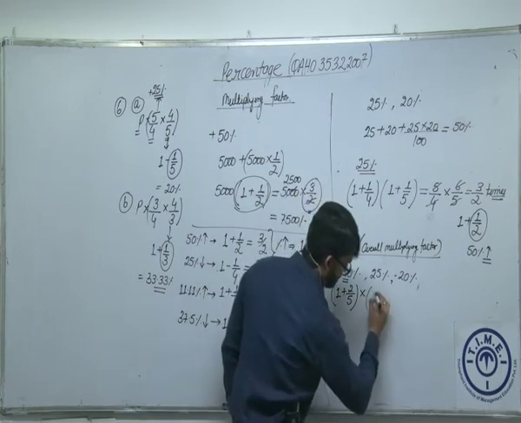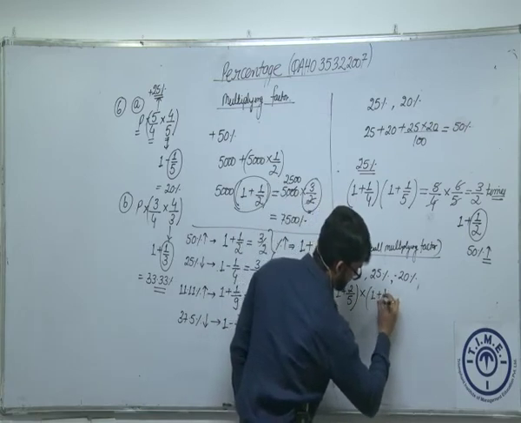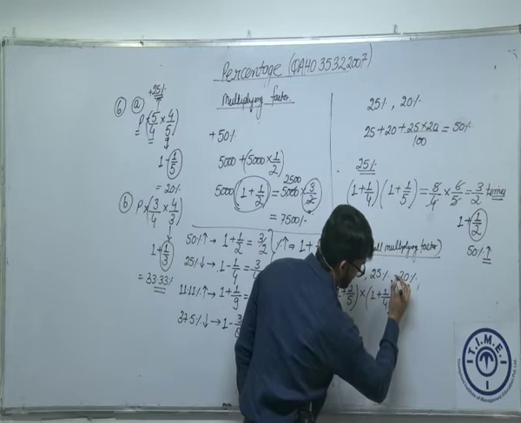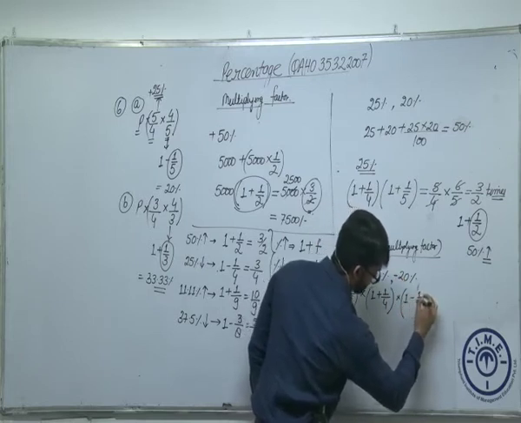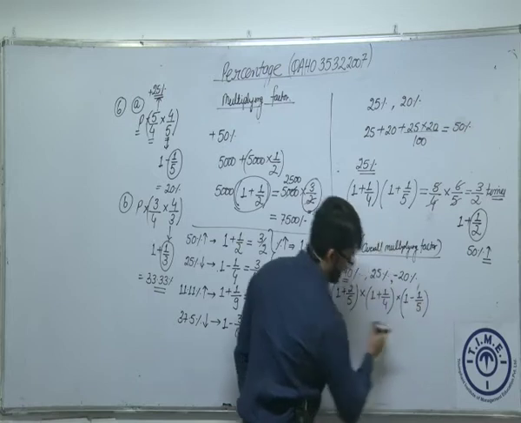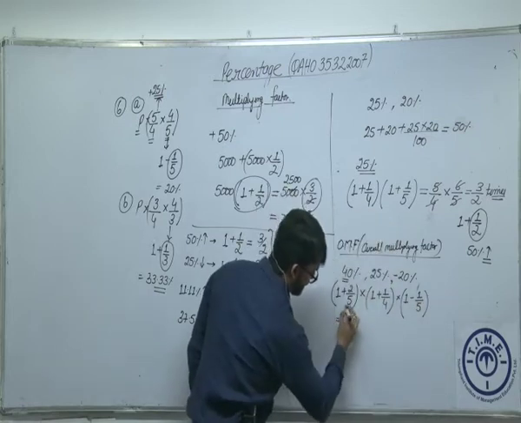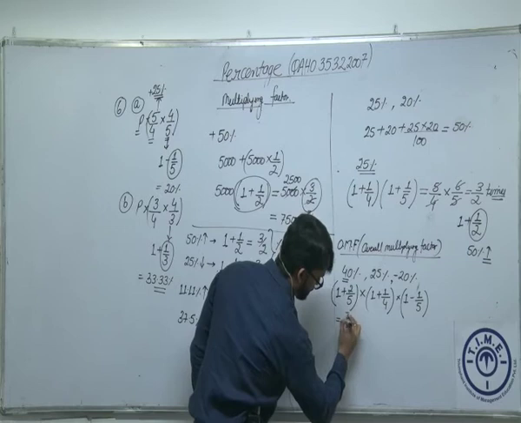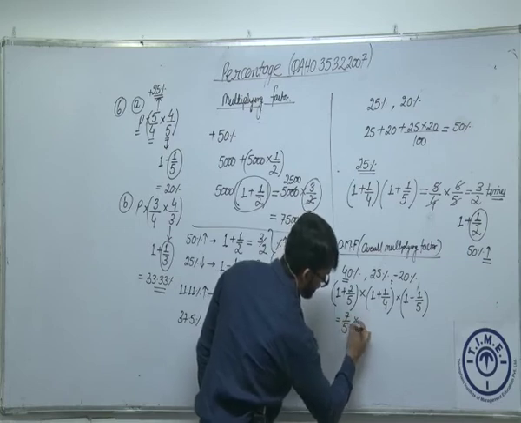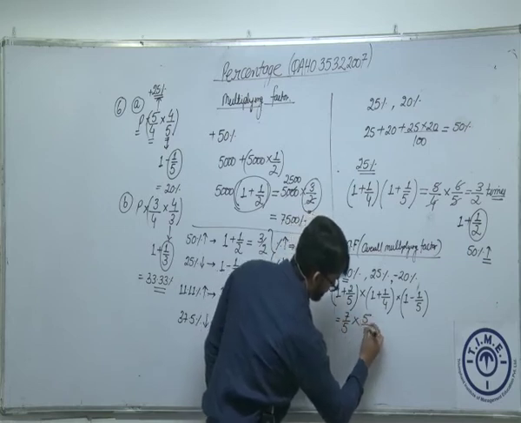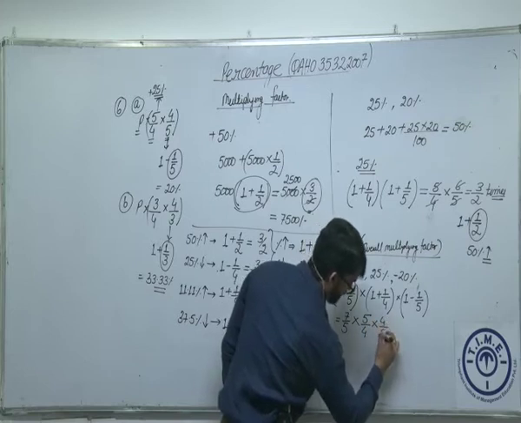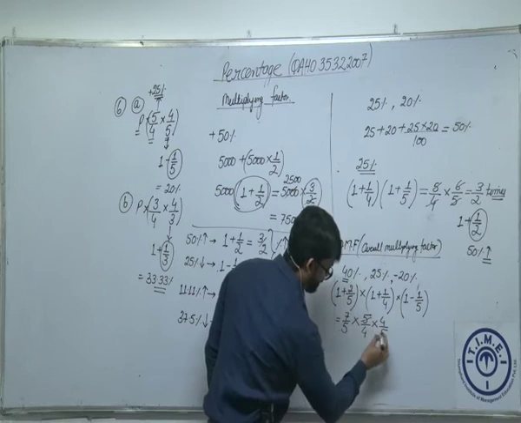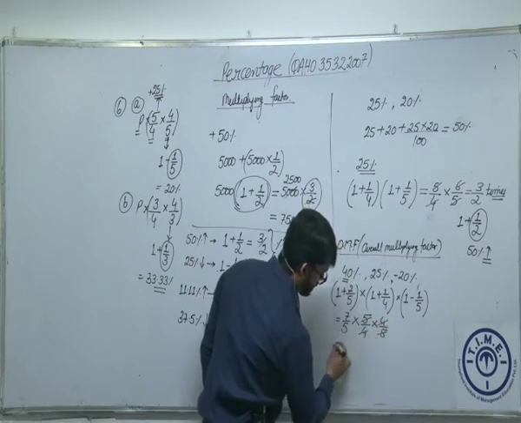25% increase means how much? 25% is 1/4, so 1 plus 1/4. Now this is reduction: 1 minus 1/5. Am I right? So this is actually 1 plus 2/5, which is what? 7/5. 1 plus 1/4 is what? 5/4. 1 minus 1/5 is what? 4/5. 5, 5, 4, 4.